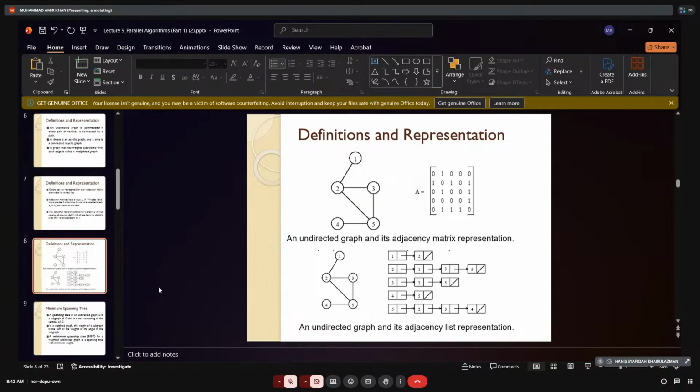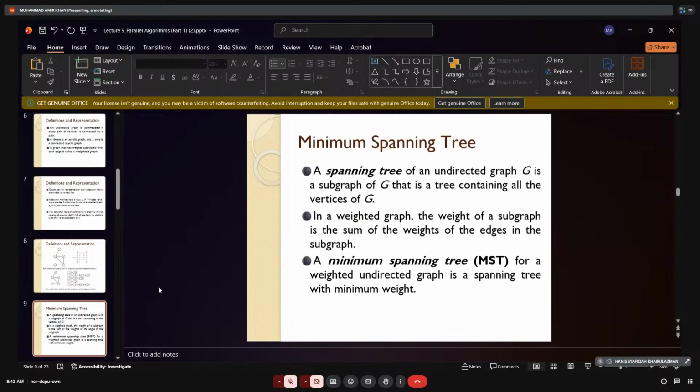How many links, how many nodes are adjacent with 1, 2, 3, 4, 5, and so on. Okay, now we'll see minimum spanning tree.